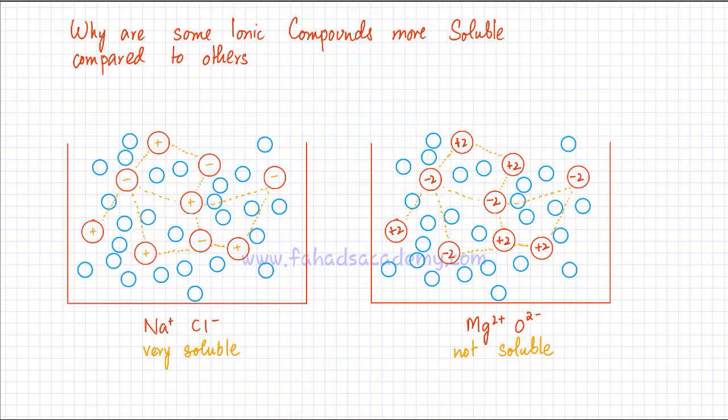In this lecture, we're now going to study why some ionic compounds are more soluble than others. Some ionic compounds dissolve readily, whereas other ionic compounds don't. So I've taken two examples. One is NaCl, which is a very soluble ionic compound that dissolves very easily. The other one is magnesium oxide, which is a very insoluble compound that doesn't dissolve readily.